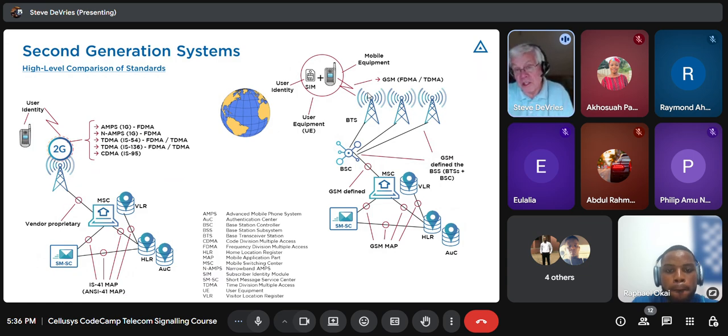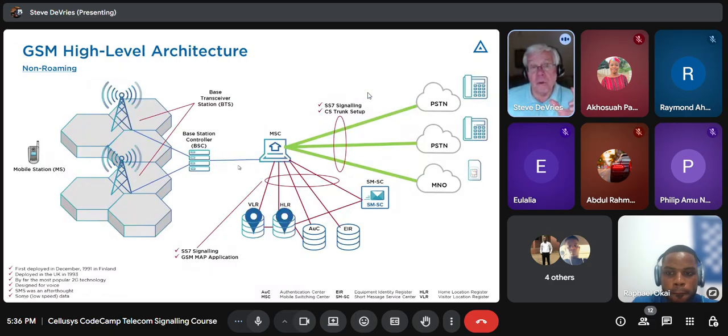Whereas other second generation systems did not follow that strict of a standard. They had looser standards on the air interface, over here. They had looser standards on the communication back to the central switch. So that was very important.